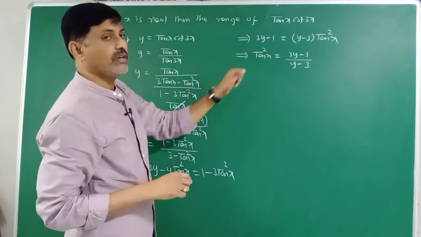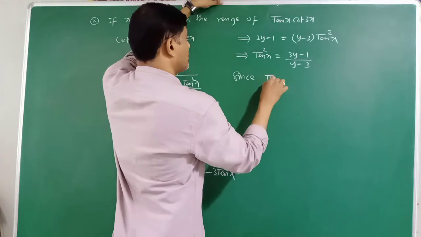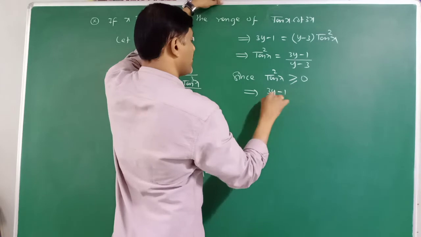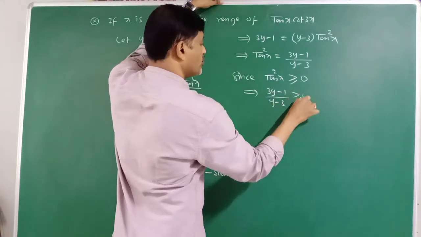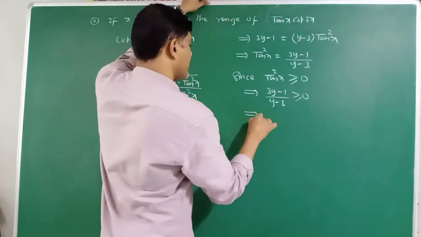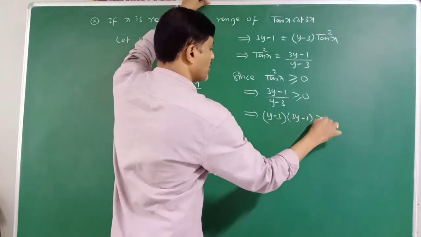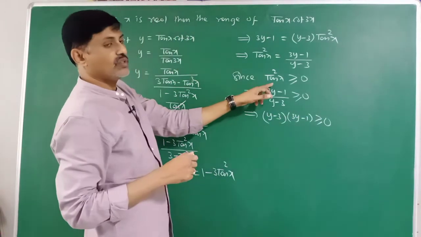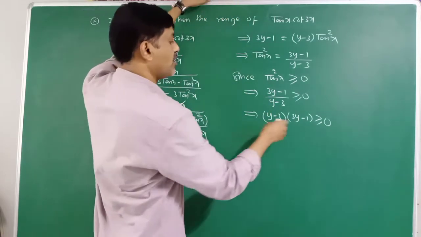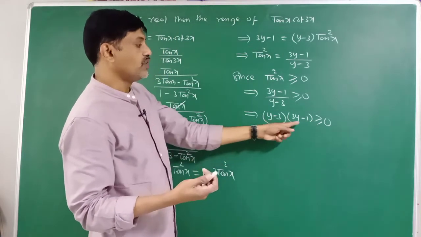As we know, tan square x is always greater than or equal to 0. Therefore, since tan square x is always greater than or equal to 0, this implies 3y minus 1 by y minus 3 is also greater than or equal to 0. Means the product of these two, y minus 3 into 3y minus 1, is greater than or equal to 0. Both are positive or both are negative, their product will always become positive. Now y never lies between the roots, because here the roots are what?